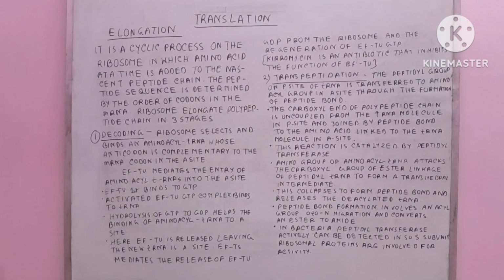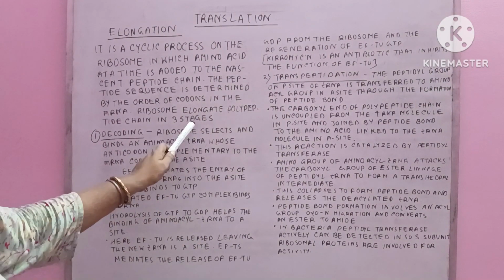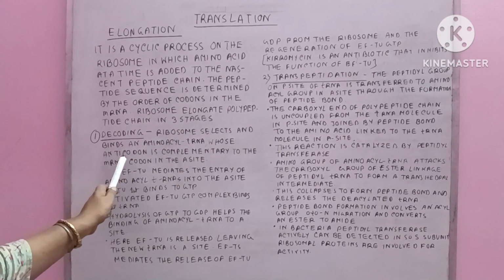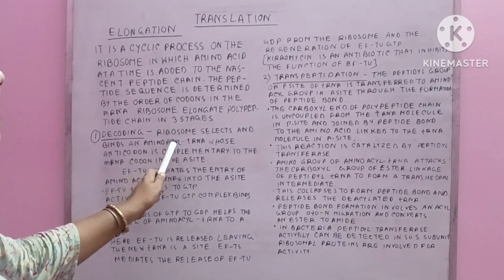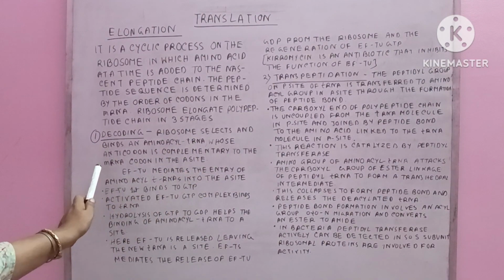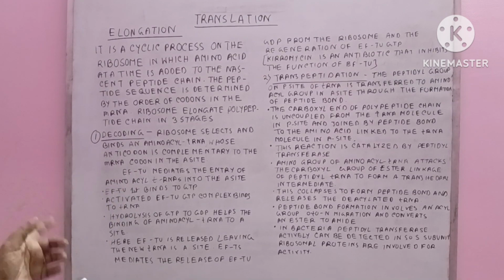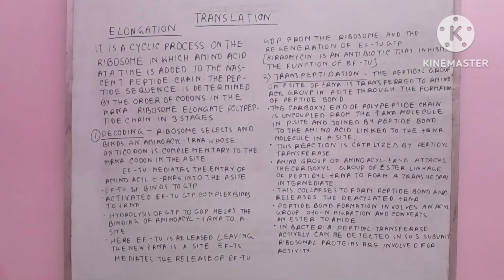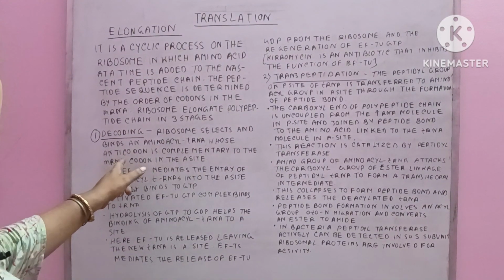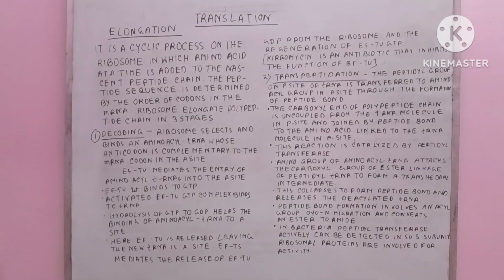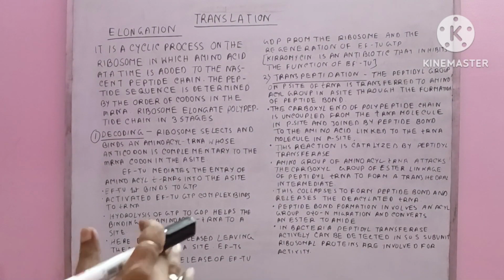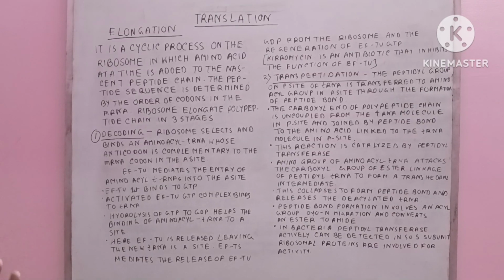Okay, so what is it saying? The ribosome helps to select and bind with the amino acid tRNA whose anticodon is complementary to the mRNA codon. That means it can bind only with that amino acid tRNA whose anticodon must match the mRNA codon. So without matching of the complementary anticodon, the attachment is not possible.